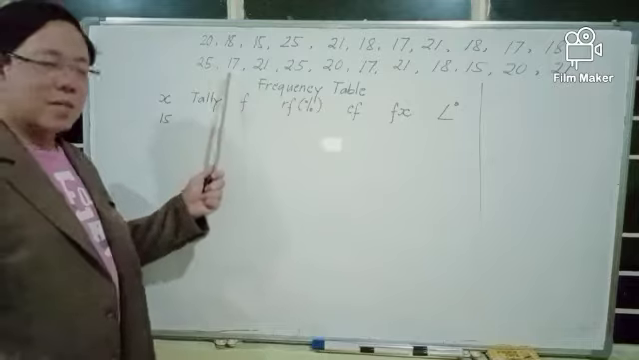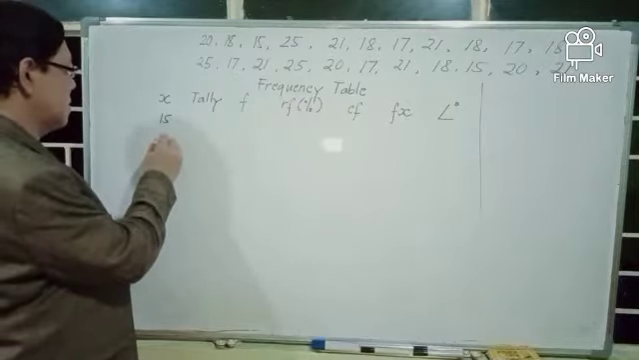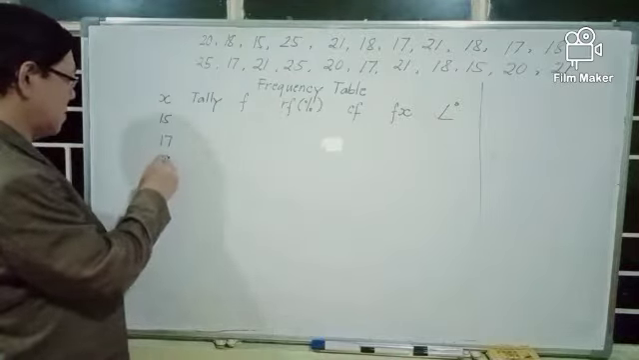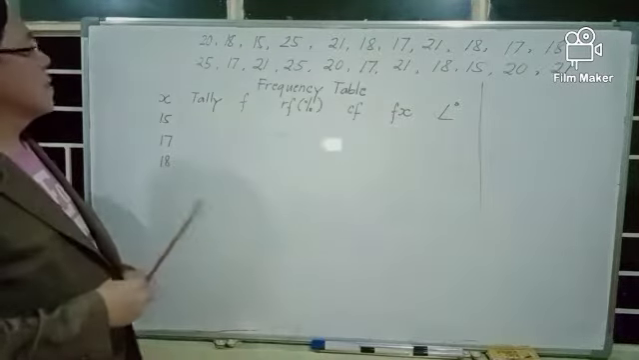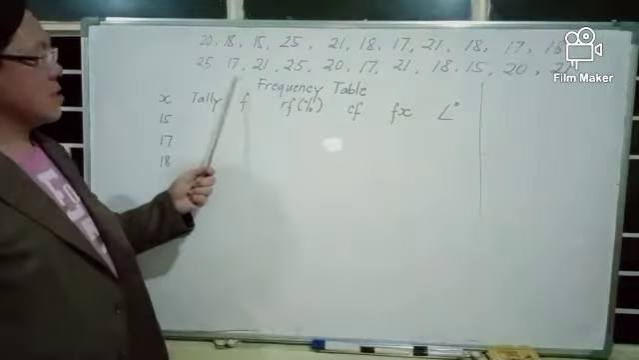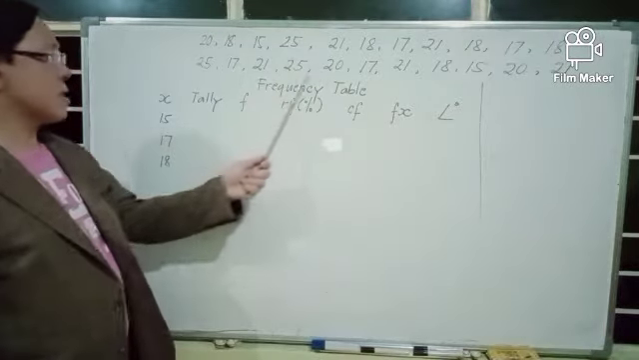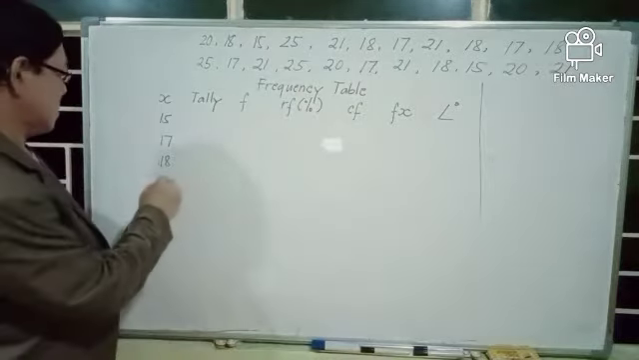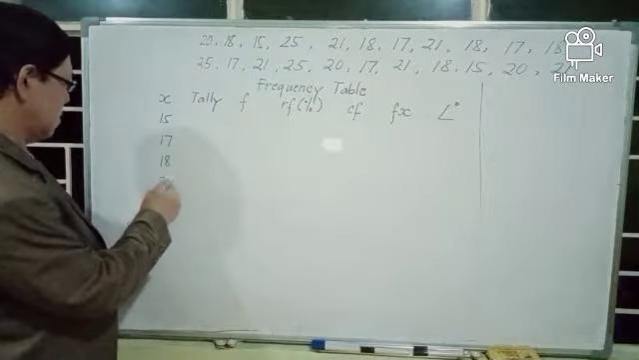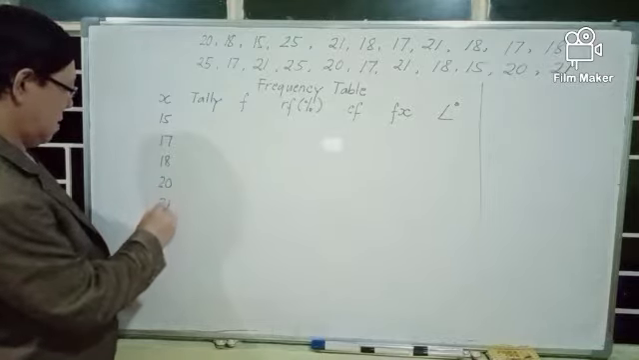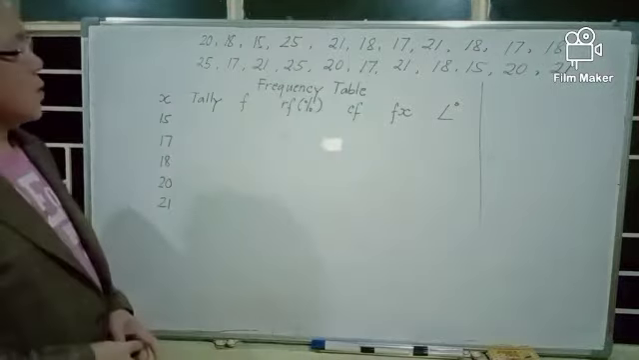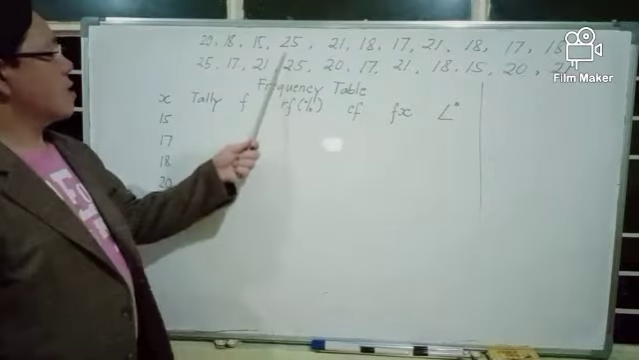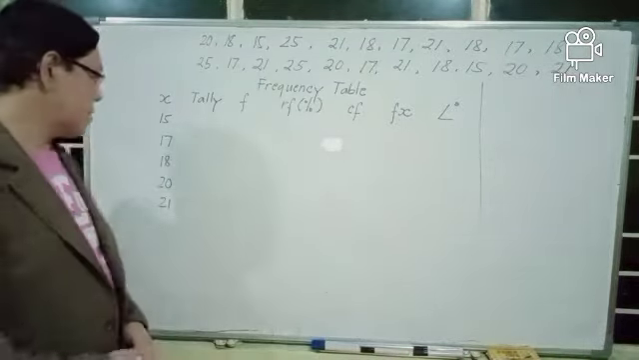Followed by 17. And there is 18. There is no 19. After 18, we have 20, 21. And there is no 22, no 23. The highest score is the perfect score of 25.